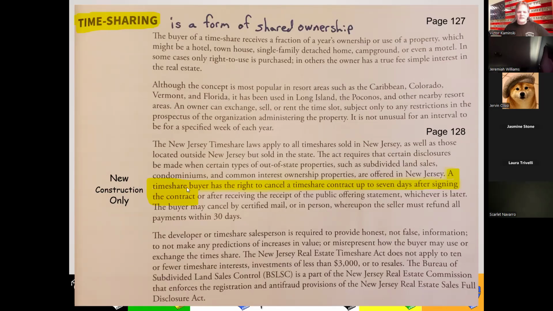Let's highlight: a timeshare buyer has the right to cancel a timeshare contract up to 7 days after signing the contract. But right there in the margin, new construction only. That rule does not apply to resales. So the buyer may cancel by certified mail or in person, whereupon the seller must refund all the payments within 30 days.